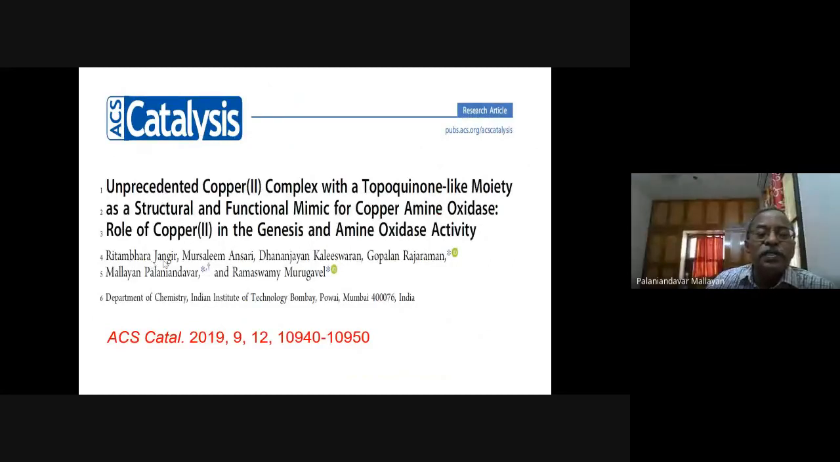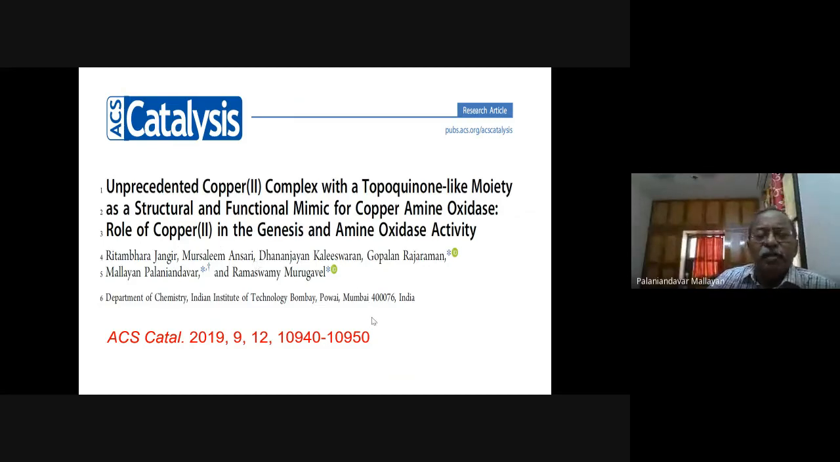Sridhambara is the student who made this compound, stumbled upon this compound by accident, right? I was associated with Professor Murugavel in this work, and Gopal Rajaraman made some computations on these molecules. He was an associate professor at IITB and our own former MSc student, so we all collaborated, and we had a very good publication in ACS Catalysis, right? So we have a copper oxidase enzyme imitated by a synthetic metal complex.